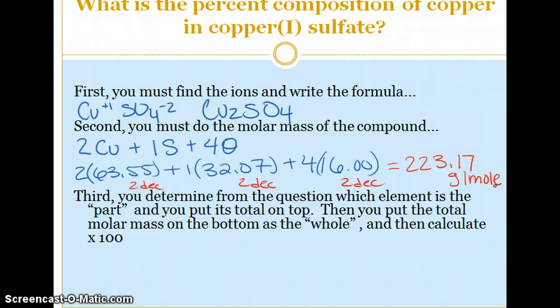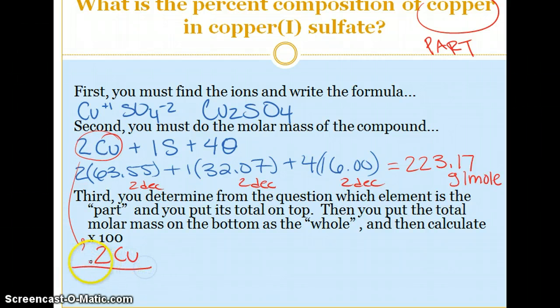Okay, and so our part is copper, because that's what it's asking for in the question. So we put that on top. I look and I have got 2 coppers, and so I've got 2 Cu over our Cu2SO4 times 100, right? That's always the last thing you do in a percentage. So I'm going to take my 2 times 63.55.